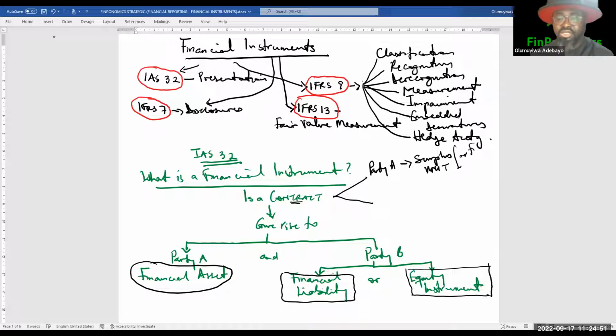Or the funding units. Or let me say the funding party. And party B is usually the deficit unit. What does that mean? It means company A might have excess fund, which is looking for investment opportunities. And this investment opportunity is a portfolio investment.